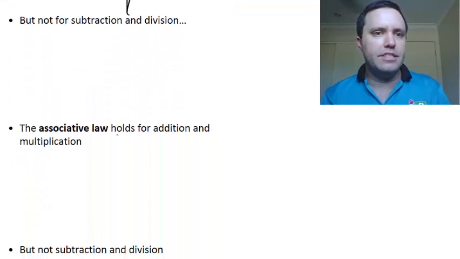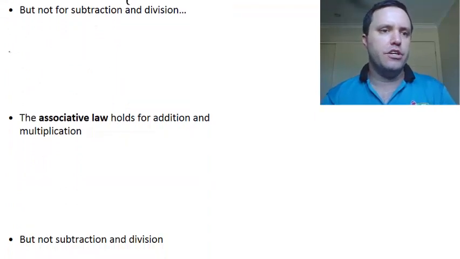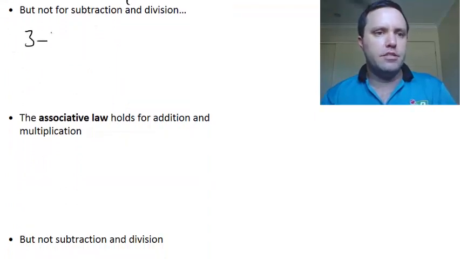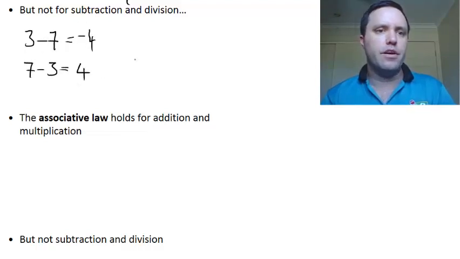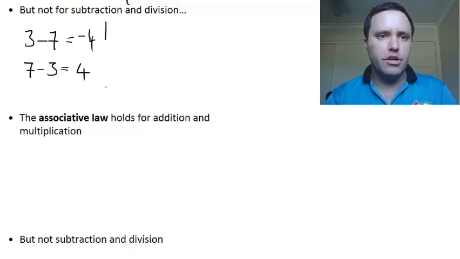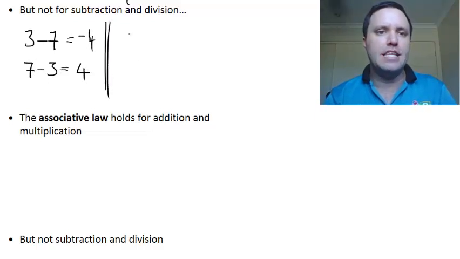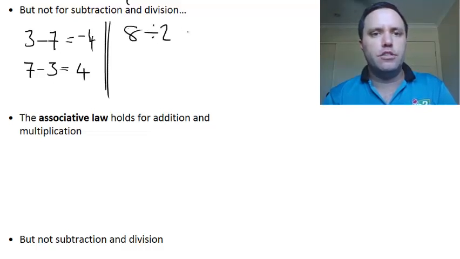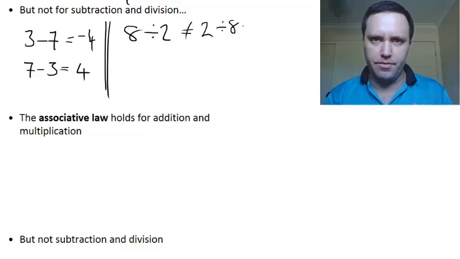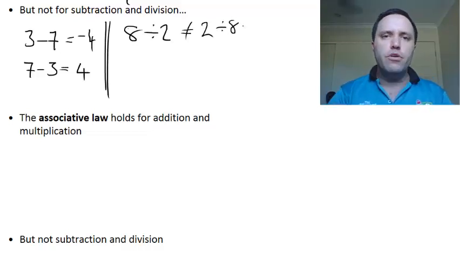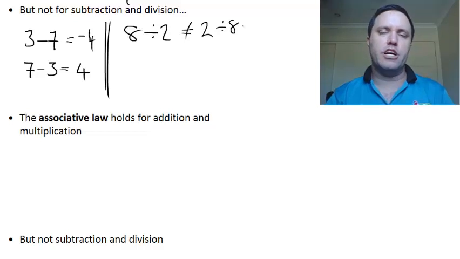However, it doesn't work for subtraction and division. 3 take 7 is negative 4, but 7 take 3 is 4, so it doesn't work for subtraction, nor does it work for division. I'm sure you can see that 8 divided by 2 is not the same as 2 divided by 8. It's massively different. So we can't use the commutative law for subtraction and division.